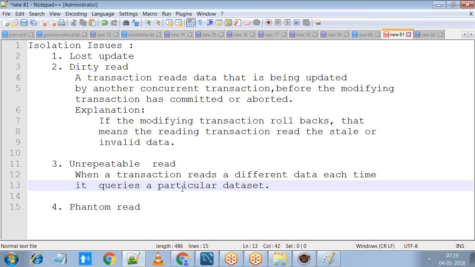Let's say a transaction is reading a particular data set, means a row. Within the transaction, it reads that data multiple times. Let's say it reads the data twice. So what happens? The two times it got two different results.